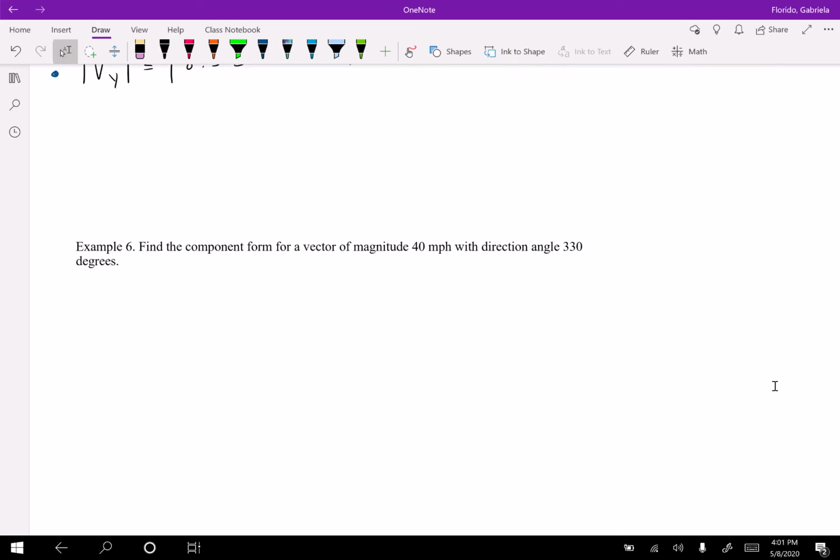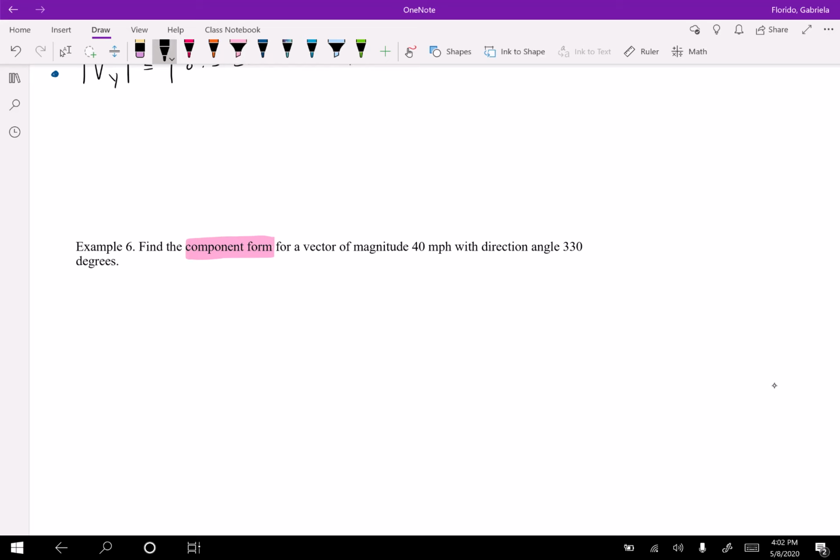Example 6 says find the component form for a vector of magnitude 40 miles per hour with a direction angle of 330 degrees. So here, notice that the directions are a little bit different. Here they actually want us to find the component form of my vector. What that means is we want to find the original format of my vector. So what is the actual terminal point of my vector?